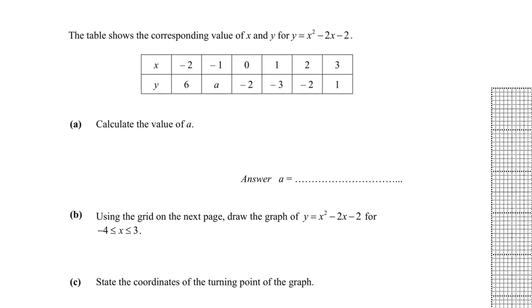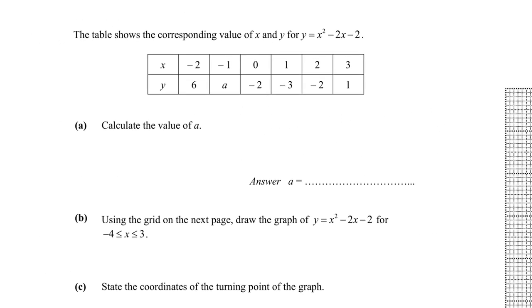So let's look at part A. Find the value of A. And A happens when x is -1 and this is the equation. And so I'm going to substitute y as A and my x as -1. Do take note that every time we substitute a value, we put brackets. And this will give me a value of 1.